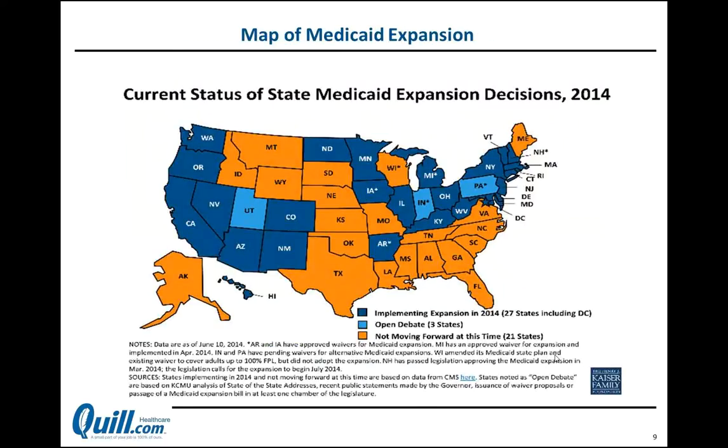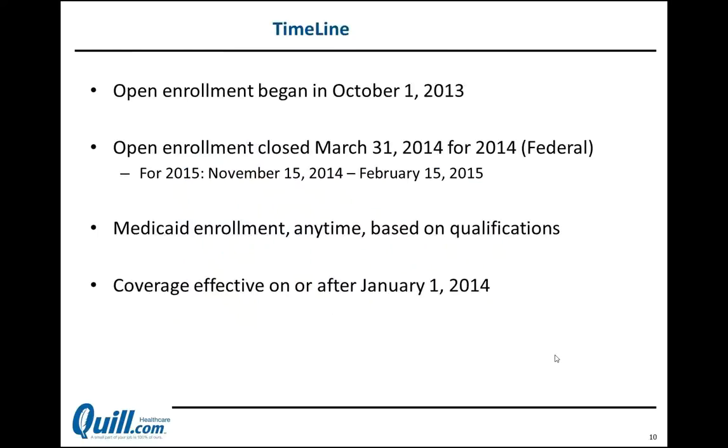Now, the Medicaid expansion decision and the way it looks essentially as of June of this year is that we have 27 states that are implementing expansion in 2014, including Washington, D.C., while 21 have decided at this point to not move forward, and 3 are still in open debate.